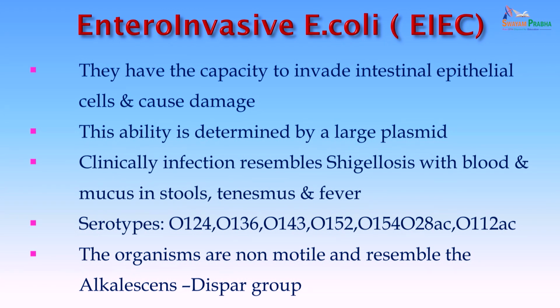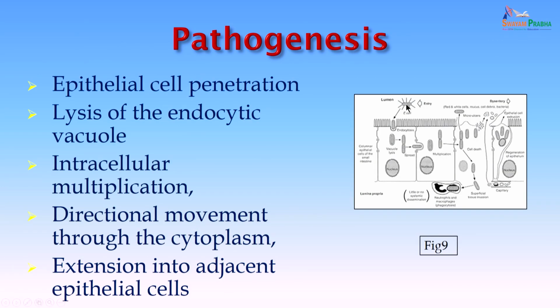The serotypes which cause enteroinvasive E. coli are O124, 136, 143 and so on. The organisms are non-motile, and so they are atypical E. coli and resemble more the Alkalescens-Dispar group. The pathogenicity of the organism is shown in the figure.